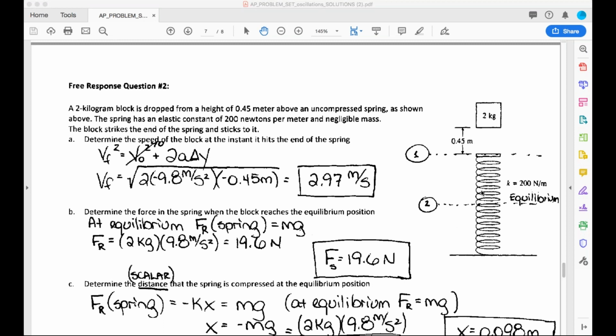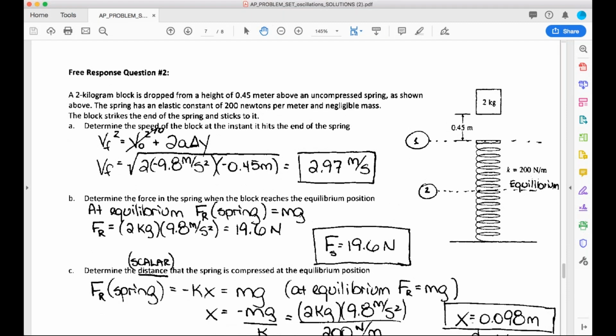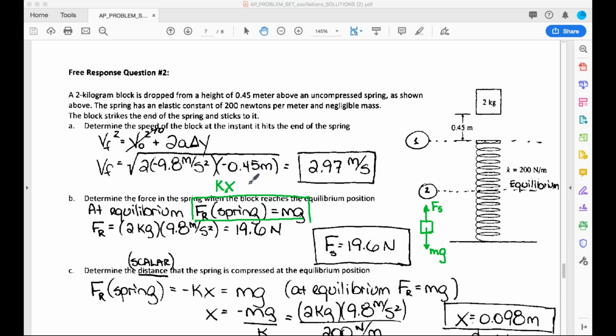And if we were to draw a free body diagram for part B, when the spring reaches the equilibrium position, we would see that the weight would have to be equal to the spring force. And so that's what basically is written here, where F sub R means the restoring force of the spring. We could, vis-a-vis Hooke's law, say F of the spring is equal to Kx is equal to mg.